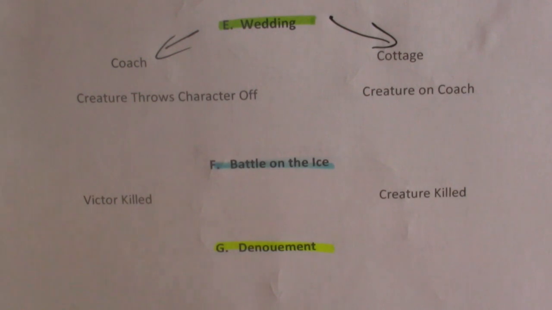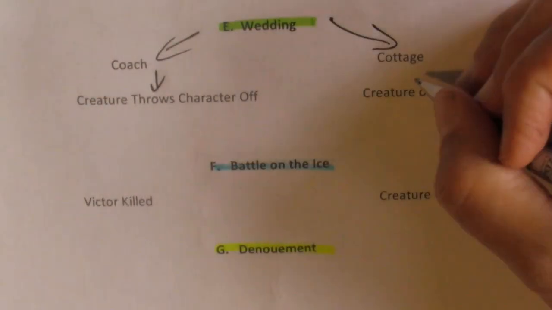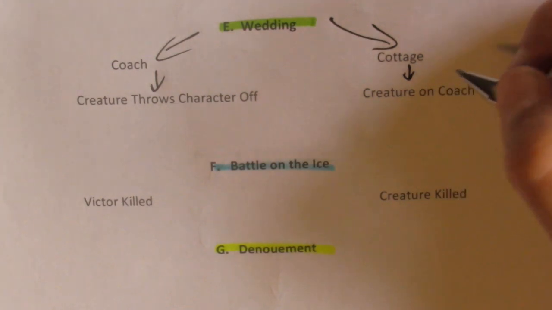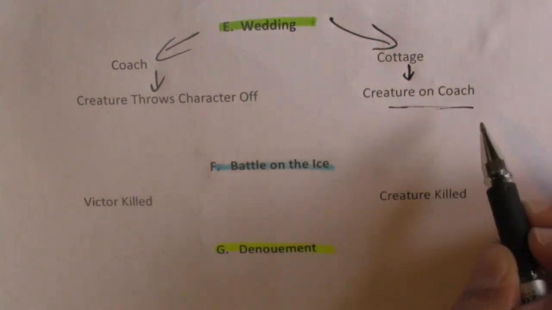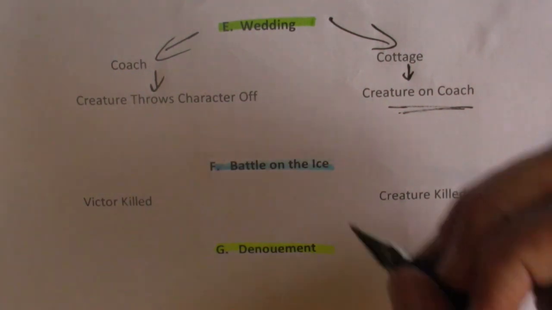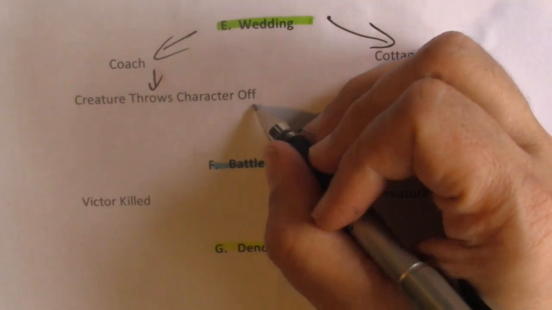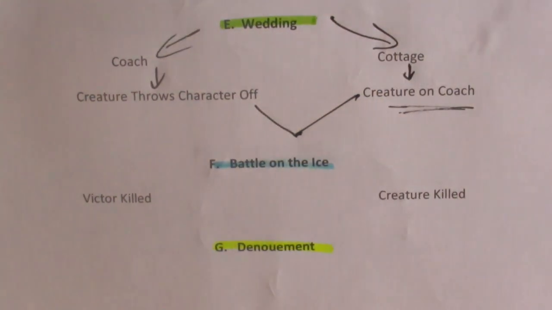Either way, the creature is going to descend from one of the trees onto the coach, and if the character is the coachman, they'll fling the character off. If it's from the cottage, they will already have done so. They'll already fling off the driver. And the creature will take the coach on a wild ride to the lake surface, which is frozen. And once on the ice, it will crack and the carriage will fall through and begin to sink.